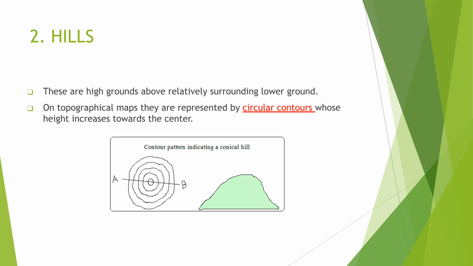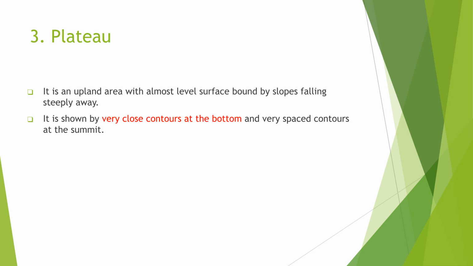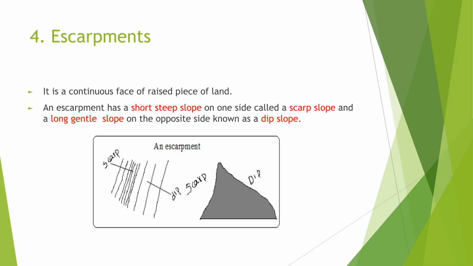Hills are high grounds above the surrounding lower terrain. On maps, they are represented by circular contours with height increasing towards the center. A plateau is an upland area with a level surface, bounded by steeply falling slopes. It is shown by very close contours at the bottom and widely spaced contours at the summit. Escarpments are continuous faces of raised land. They feature a short, steep scarp slope on one side and a long, gentle dip slope on the opposite side.